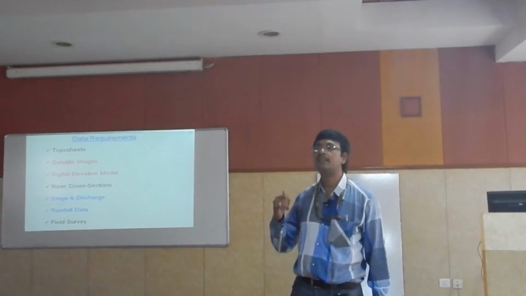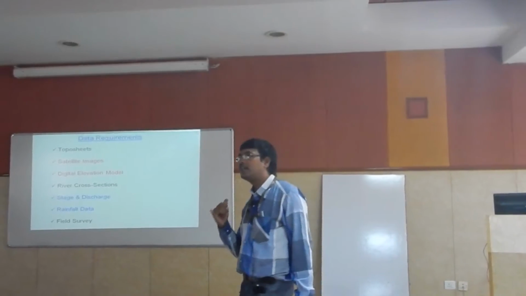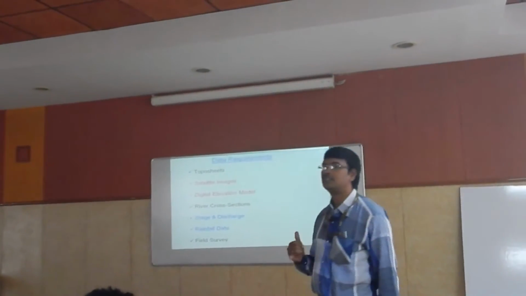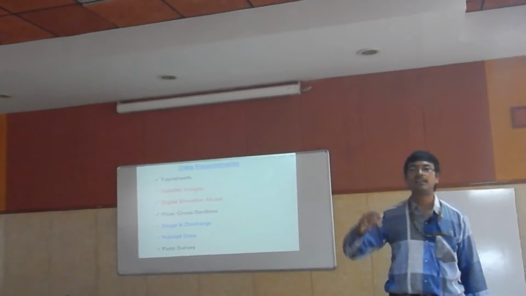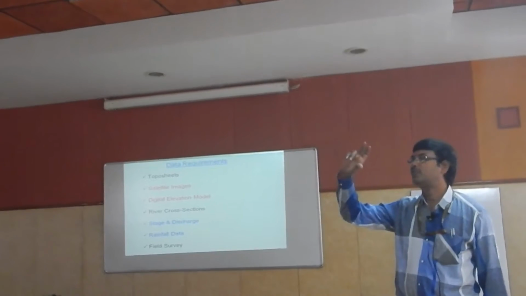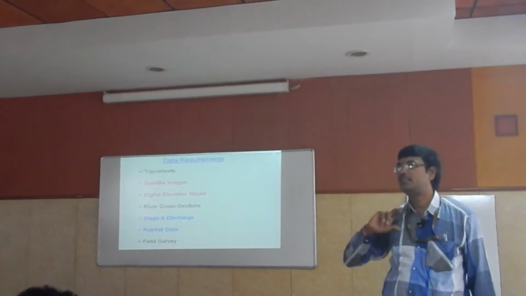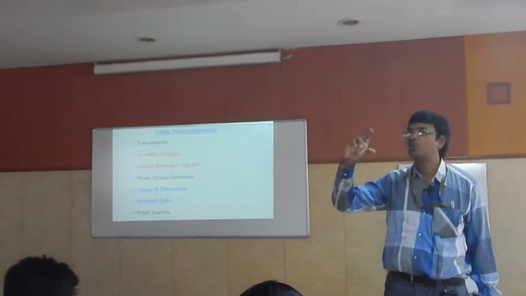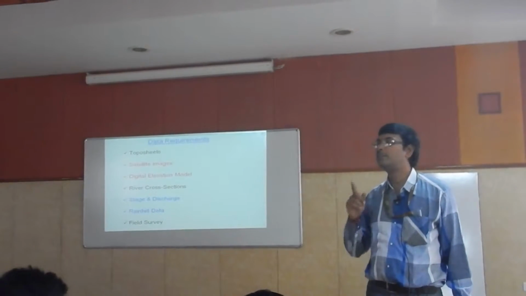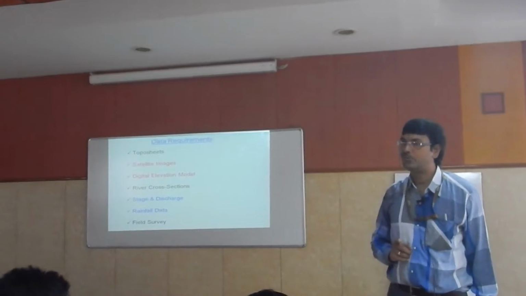Rainfall data is generally measured by the IMD, the Indian Meteorological Department. Stage and discharge data: stage data is the depth of water level, measured in meters, and the discharge data is in cubic meters per second. The discharge and stage data are maintained by the Central Water Commission.